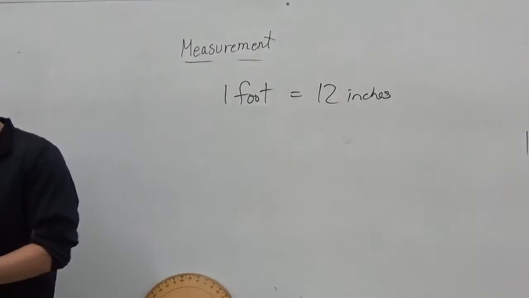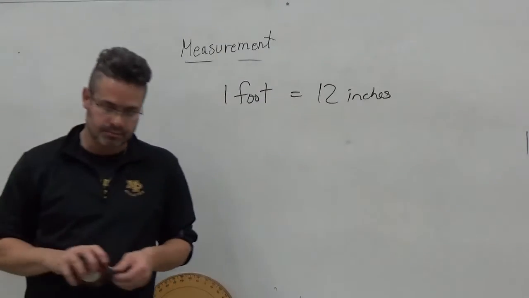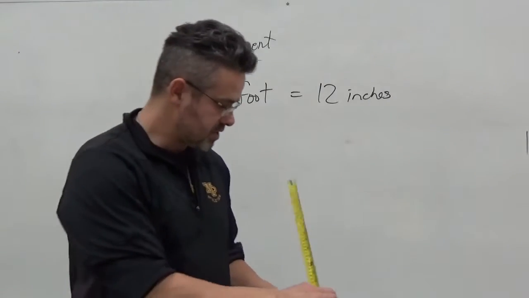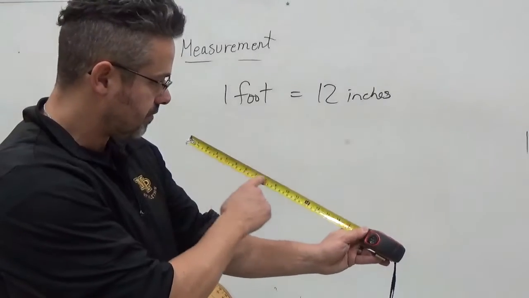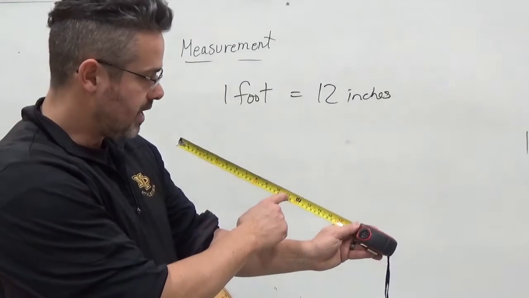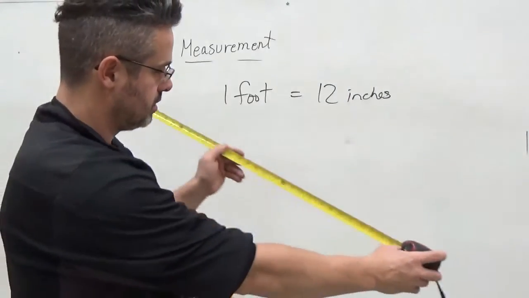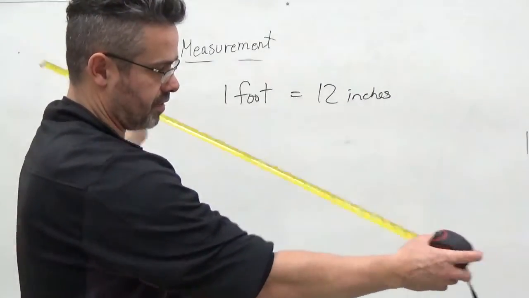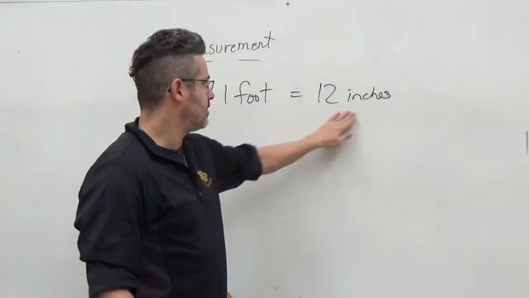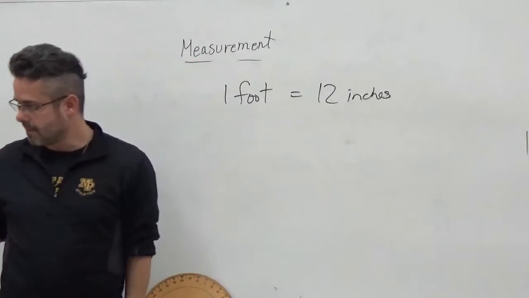So when you look on a tape measure or on a ruler, you'll notice that it counts 1, 2, 3, 4, 5, so all the way up to 11. And then the next one isn't 12, it's 1F. So 1 foot, 2 foot, 3 foot, 4 foot. Okay, and so every 12 inches is 1 foot.